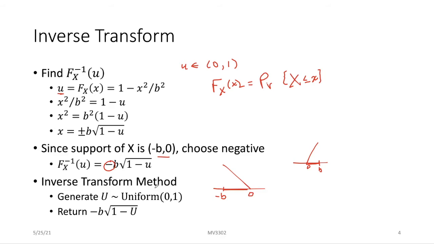So the inverse transform method, therefore, is we generate a U uniform 0, 1. When we implement it, we just do a call on our random number generator. And then we return this expression, this inverse function with U evaluated in it. In other words, minus B times the square root of 1 minus U. That is the functional form of that.